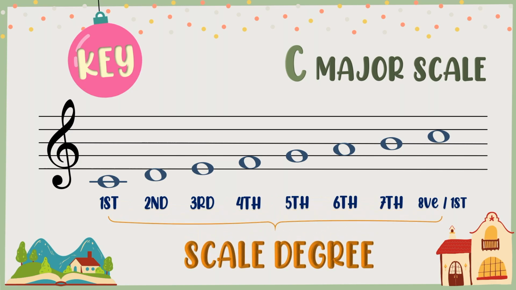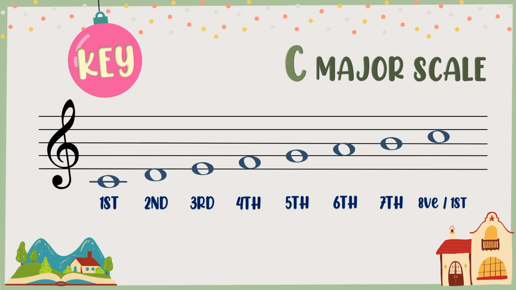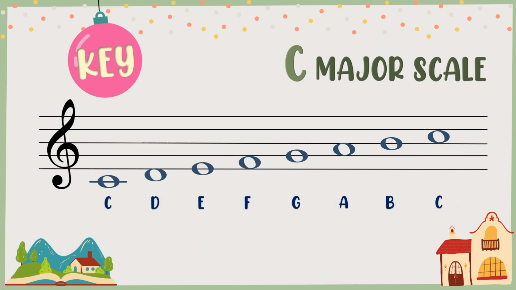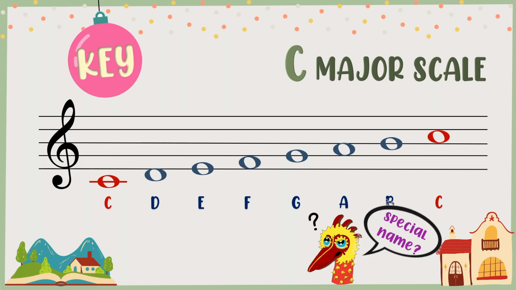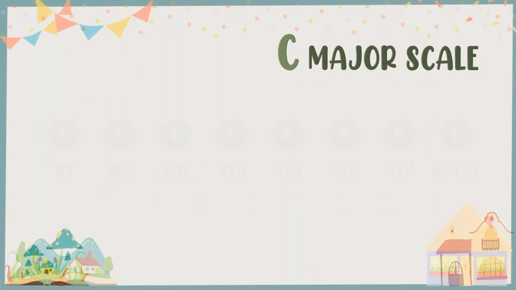A complete set of scale starts and ends with the same note. Thus, for C major, we know the first note is C. Hence, the last note, or the 8th note, is also a C. Though we know this is a scale degree, each note actually has their very own special names. They do? Yes, they do. Let's take a closer look.